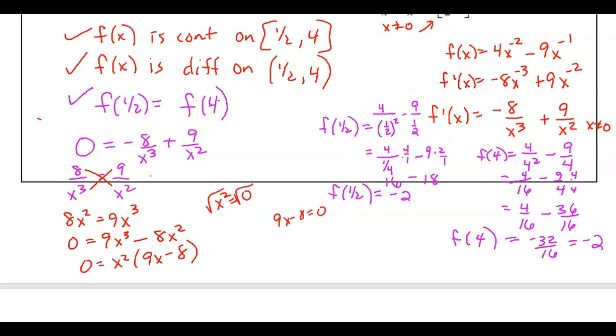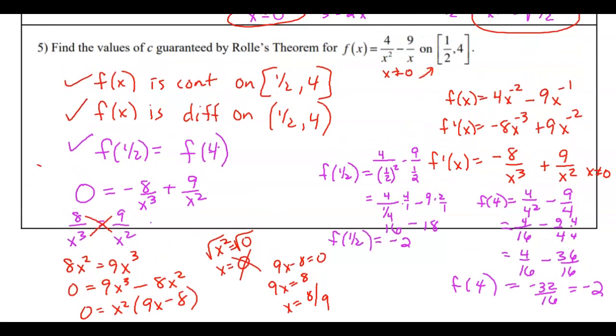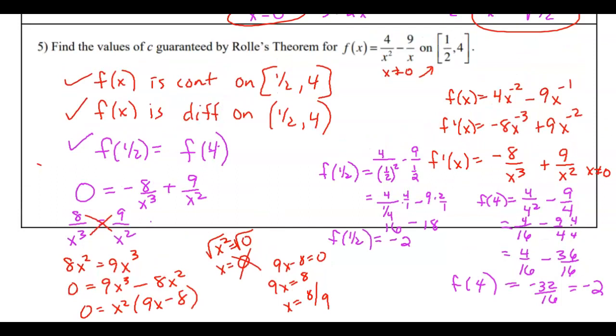Take the square root. This would be 2 answers. It's just a double root. And then add 8 and divide by 9. Now, because of our domain restriction, we can't even have 0 anyway, but it wasn't in our domain because of the original fraction. So our x_c value is this x value. 8/9 does fall between 1/2 and 4. So we found it. Okay.